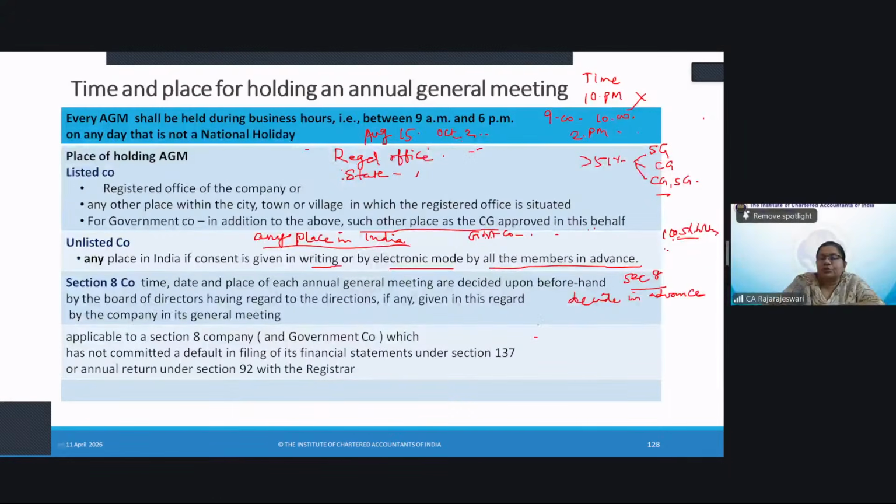Now, the two rules you have to specify. What are they? It should have filed the accounts with the ROC, and it should also have filed the annual return with the registrar. So it should not make a default. No default in this. It has filed accounts and annual return. These are compulsory, and it has not committed a default.